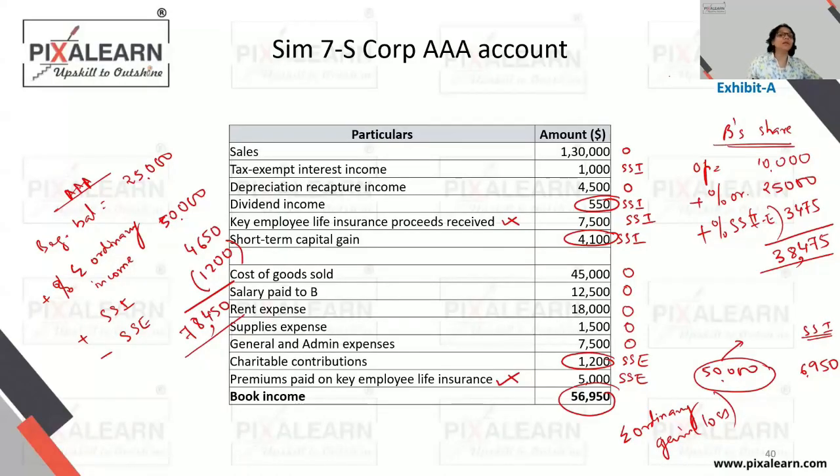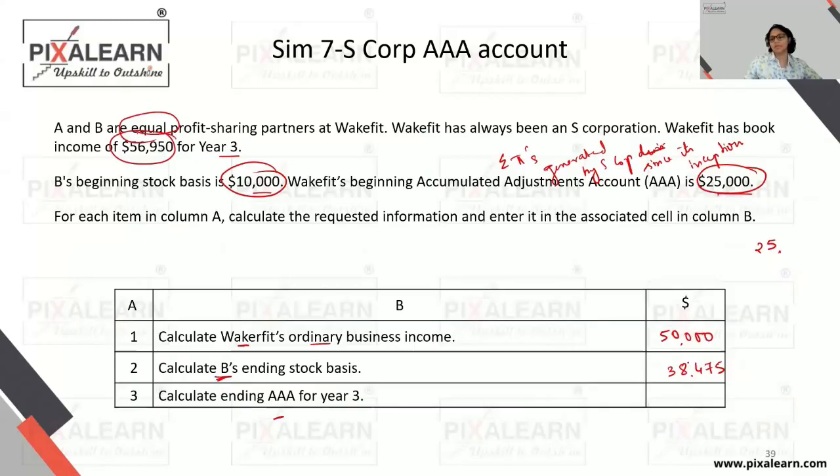The reason why we are not taking the Keyman life insurance policy proceeds and premium is because there's a separate account, which is the other adjustments account, which has to deal with this. So if you go to the theory of what we did, this is the figure that will come here, which is 8. Is this clear to everybody?